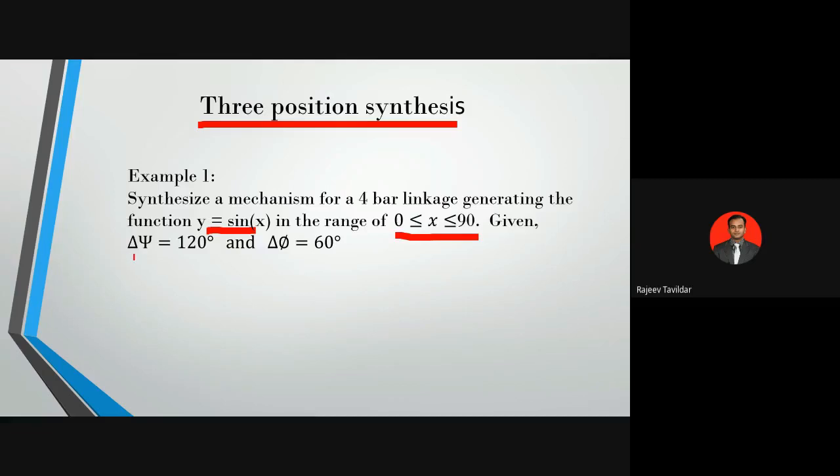Delta psi means it is the range of input angle. Psi is for input angle. Delta psi, the range of input angle, is 120 degrees. And delta phi, that is the range of output link angle, is 60 degrees. So this is the problem statement.